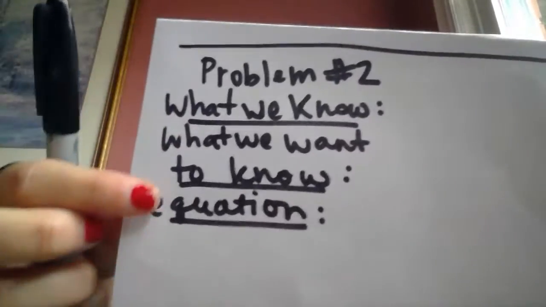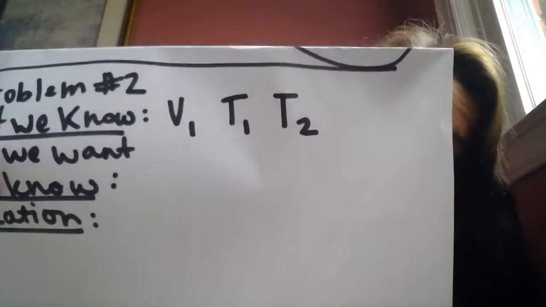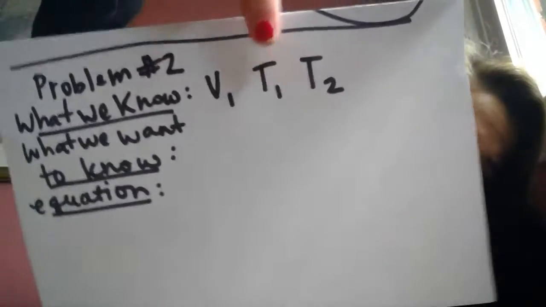Again, I have it set up as what we know, what we want to know, and then our equation. What we know is it tells us our initial volume, so volume 1. It's also telling us our initial temperature, and then it tells us our final temperature. You can write this as T2, T1. I wrote it as T2 in this equation, just so we're varying what we're doing. So we know our initial volume, our initial temperature, and our final temperature.